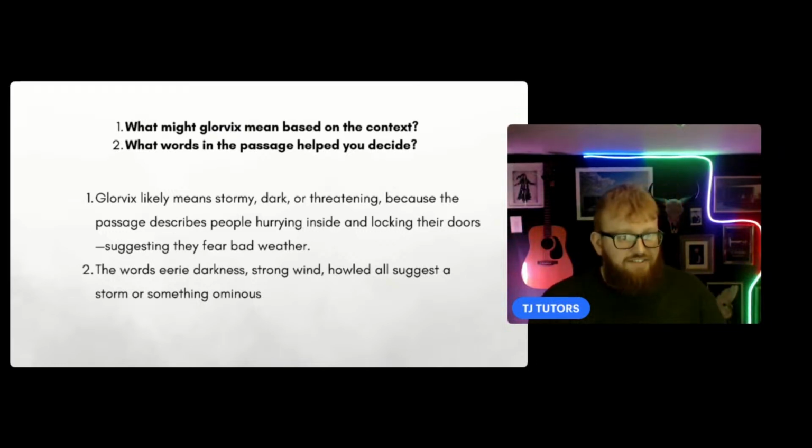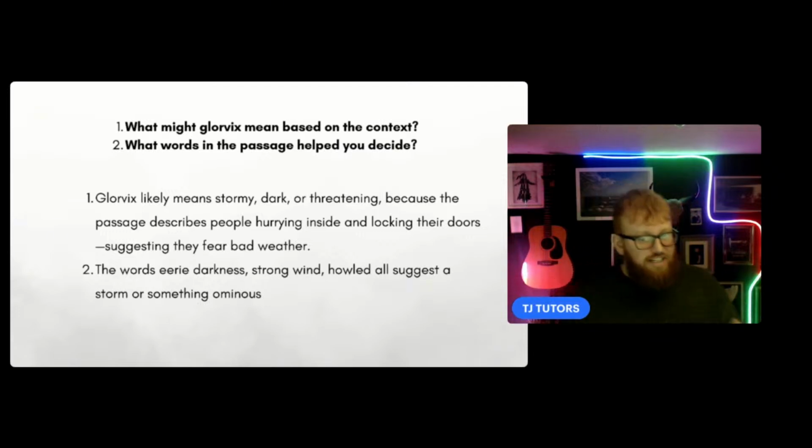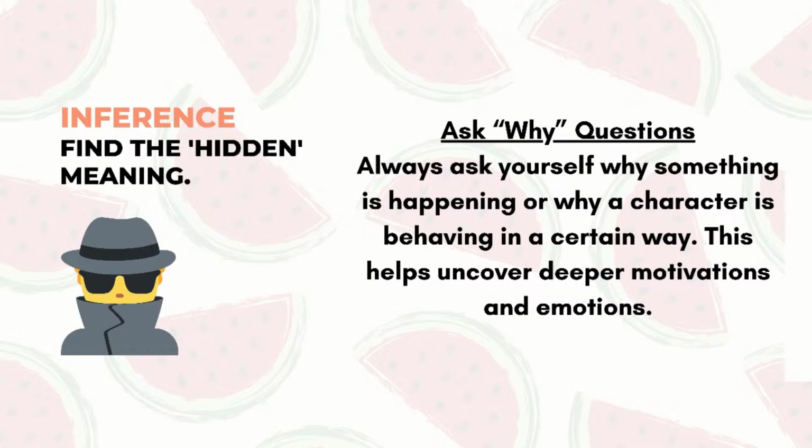Okay, guys, let's have a little look at some of these answers here, okay? So Glorvix likely means stormy, dark, threatening, because the passage describes people hurrying inside, locking their doors, suggesting that they fear the bad weather. The words eerie, darkness, strong wind, howled, these all suggest a storm or something ominous coming, okay?